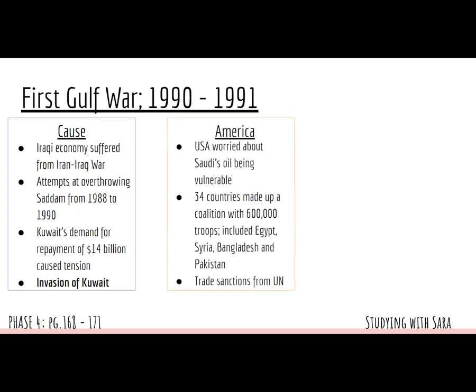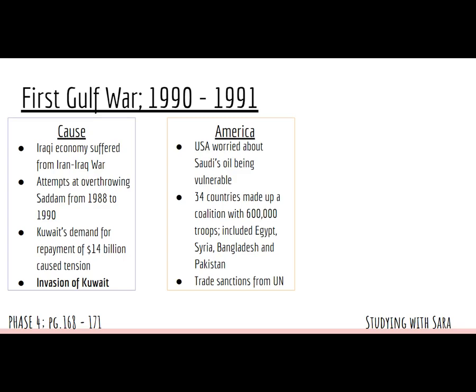Upon the King of Saudi Arabia's request, America became involved as they were worried that oil supplies in Saudi Arabia may be vulnerable. 34 countries made up a coalition to end Hussein's invasion. This included Arab countries such as Egypt and Syria, but also the involvement of Muslim countries such as Bangladesh and Pakistan. This quashed the West versus Arab argument.